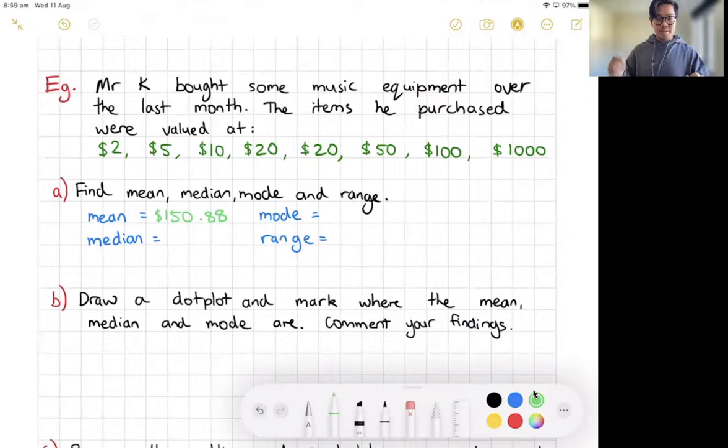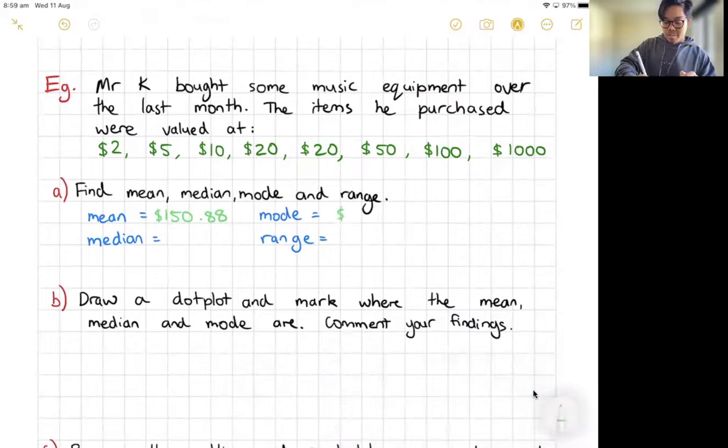Go watch it. So the mean would be 2 plus 5 plus 10 plus 20 plus 20 plus 50 plus 100 plus 1,000, divided by how many scores. There's 1, 2, 3, 4, 5, 6, 7, 8 scores. I get 150.88. Mode is my most reoccurring score, so that is simply $20. My median is my middle. I've got 8 scores, so 2 in the middle, 20 and 20. So my median is 20 plus 20 divided by 2, which is 20. And my range is highest score take away lowest score, 1,000 take away 2, which gives me 998.